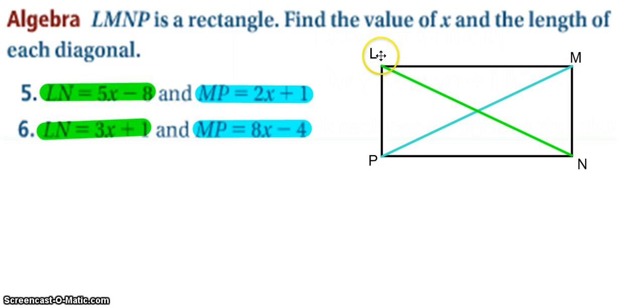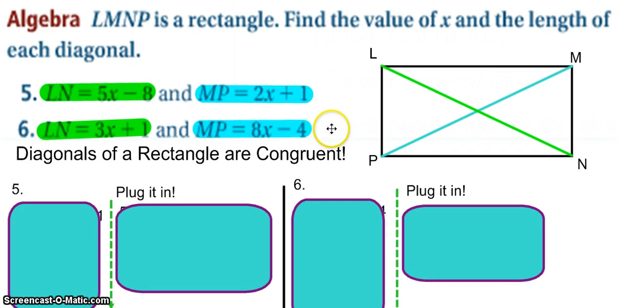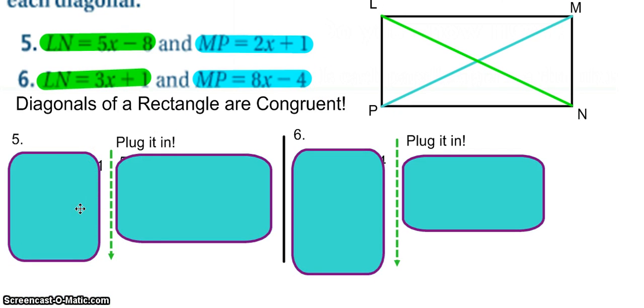So when I look at LN, LN is actually a diagonal, and MP is actually a diagonal. So hopefully that helps a little bit. All right, so in 5 and 6, we first want to find the value of our variable, then we want to plug it in. So I'm going to scroll down my page a little bit.